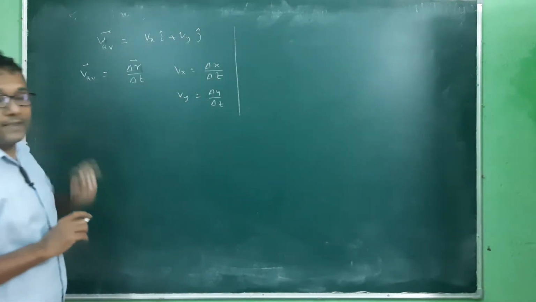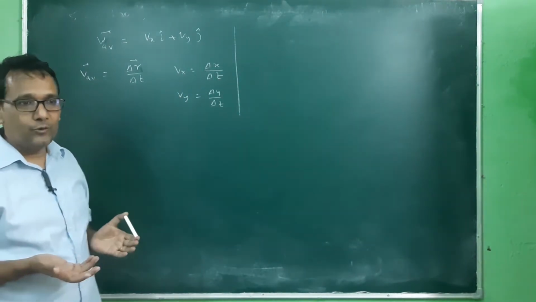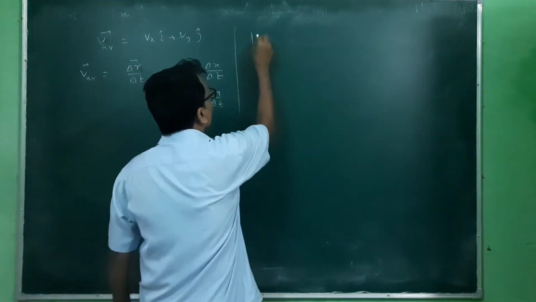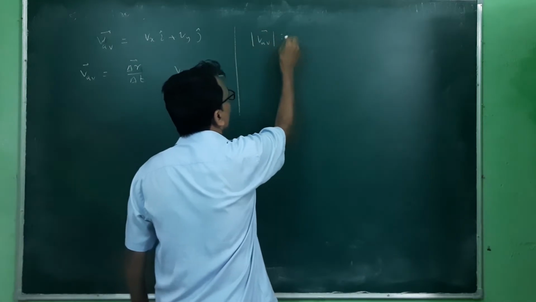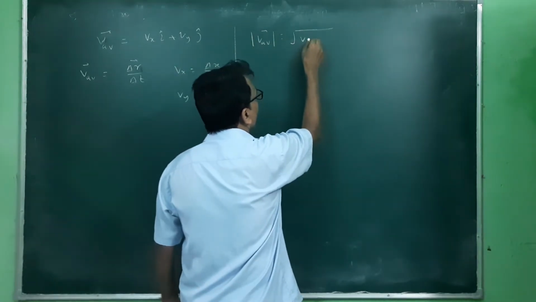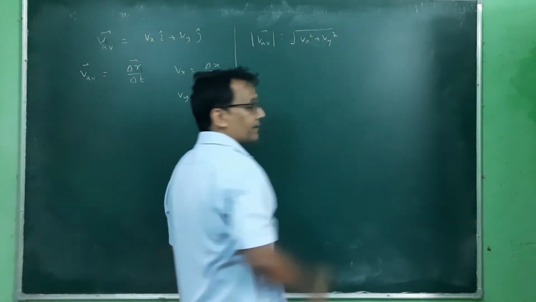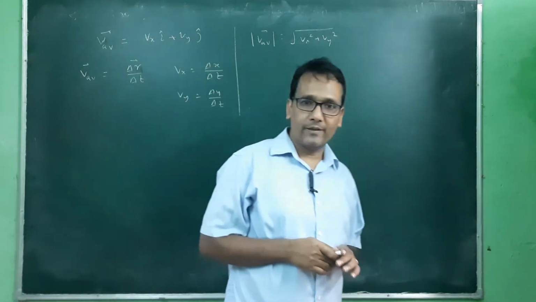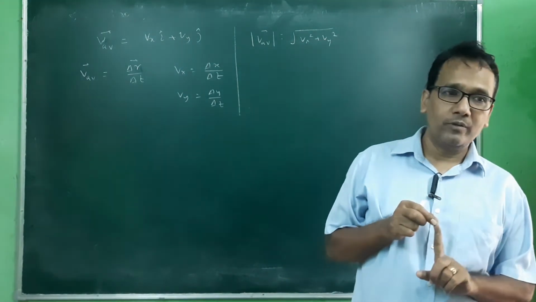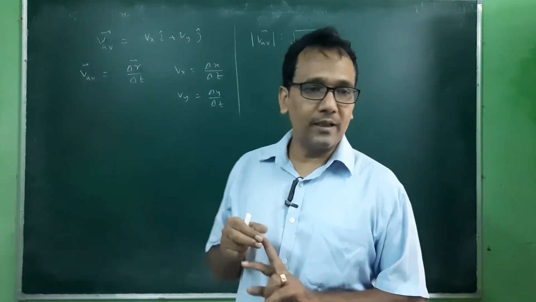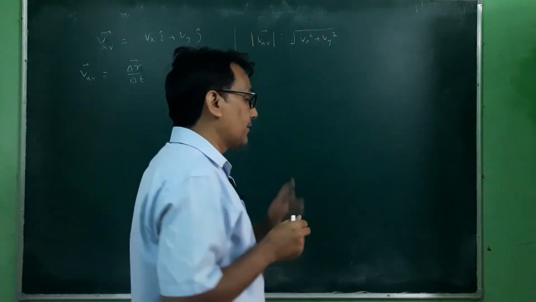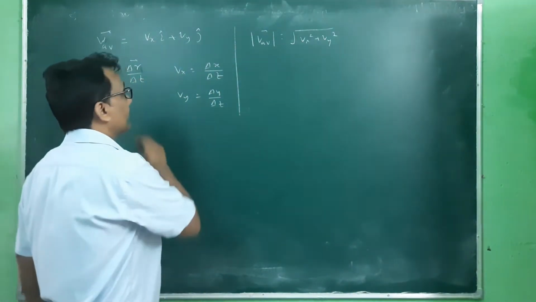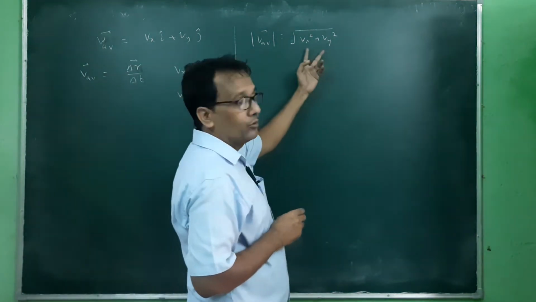Now this average velocity will have the magnitude as well as the direction, because we are considering a vector. So the magnitude of this average velocity is equal to the root of vx square plus vy square. This is the magnitude. When we show any physical parameter in terms of a vector, we have to show both the magnitude as well as the direction. And the direction will be on the basis of these two, vx and vy.